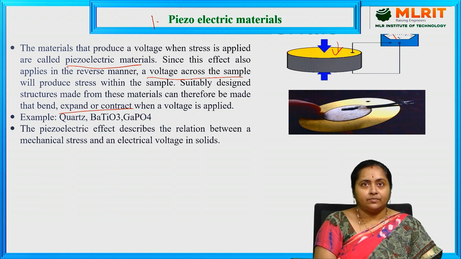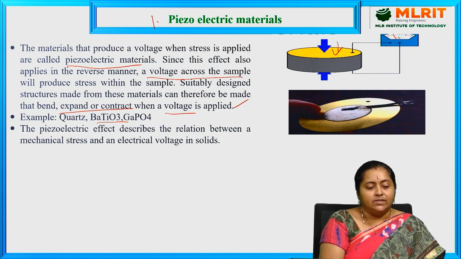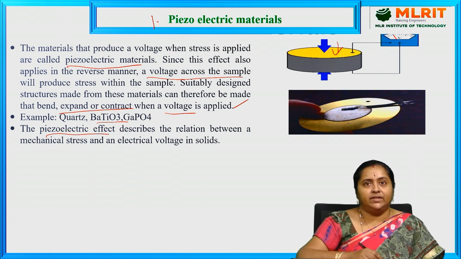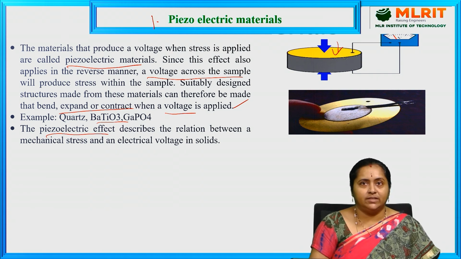That means if voltage is applied on such a material, then it is able to convert that into mechanical stress. That means it involves either bending or expansion or contraction when voltage is supplied. Examples for this type of materials are quartz, and alloys of barium titanium in oxide form. So this piezoelectric effect describes the relationship between mechanical stress and electrical voltage in the case of solids.